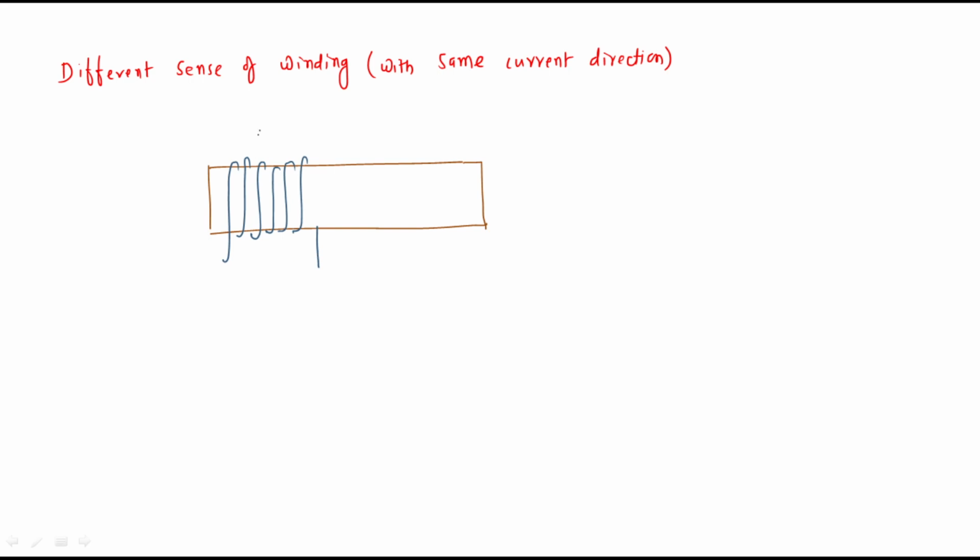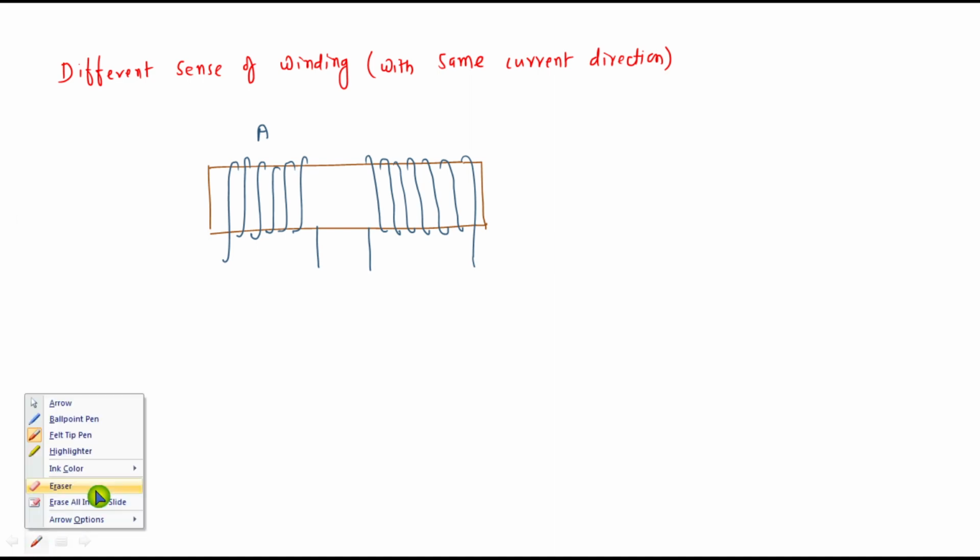This is coil A, clear. Coming to coil B, that is different from the sense of coil A winding. This is a different sense of winding, because the sense of winding between the two coils is different. Clear, right? Now I would like to place what is the beginning end and what is the termination end of the two coils.